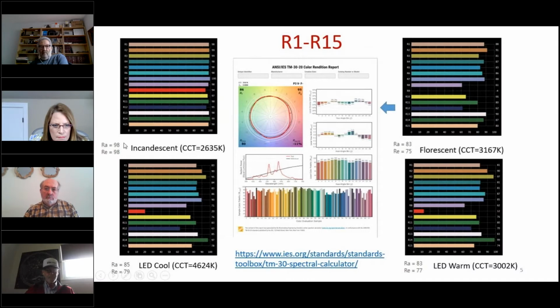So Ra is the average of R1 to R8, which is 98, and Re is the average of R1 to R15, which is also 98. Okay, now then we go to fluorescent. For fluorescent, you can see the numbers are lower, and interestingly, the red R9 is negative. So some people are amazed by that. Why is this negative, and is this a mistake? Is there an error by the instrument? The answer is no, there's no error by the instrument.